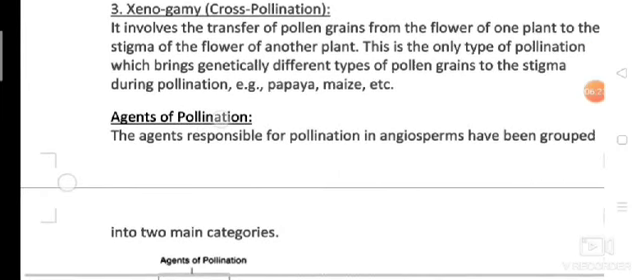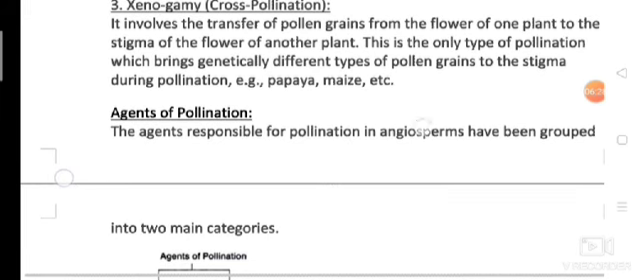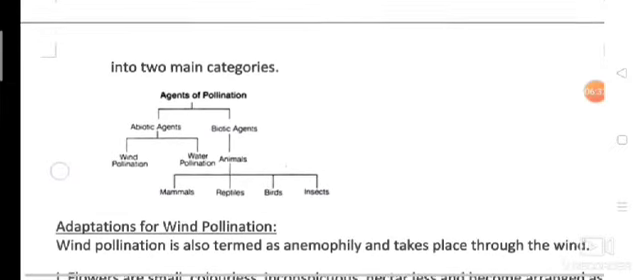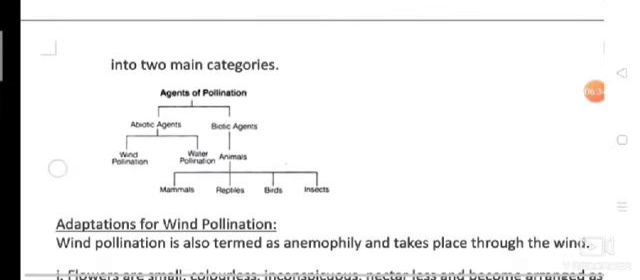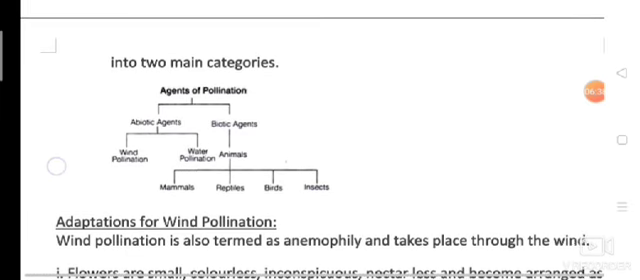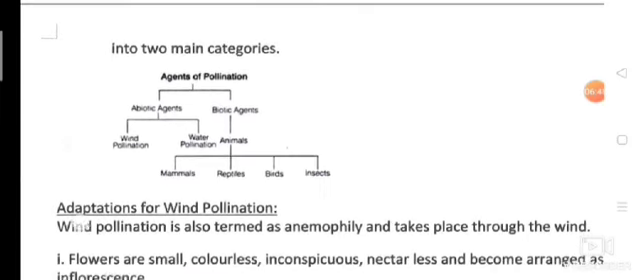Agents of pollination. The agents responsible for pollination in angiosperms have been grouped into two main categories: abiotic and biotic agents. Abiotic means wind pollination and water pollination. Biotic agents mean animals, mammals, reptiles, birds, and insects.